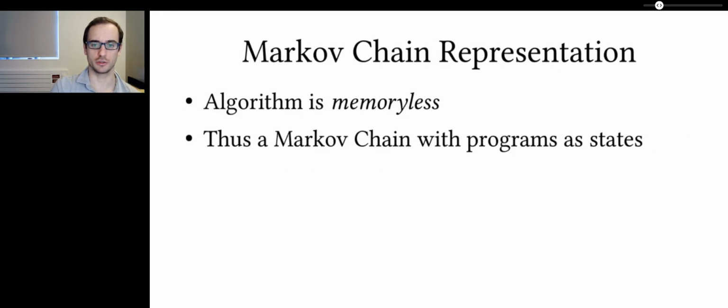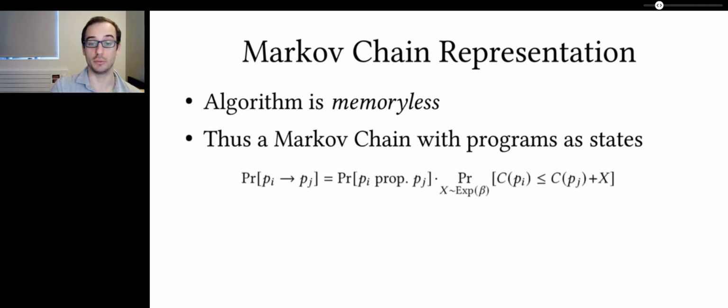So in order to actually show what the search is doing, we're going to represent the search as a Markov chain. And this is possible because the algorithm is memoryless. The only state that we propagate from one iteration to the next is the current program. And that means we can create a Markov chain with the programs as states. And we can then also compute the probability of transitioning between two states as a combination of the underlying move proposal probability along with the probability of accepting that based on the relative costs.